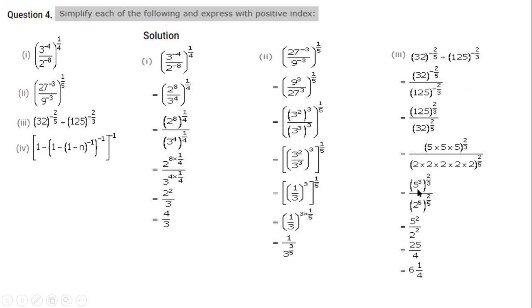Now rewrite this one as 5 cube into 2 by 3, 2 power 5 into 2 by 5. 3 cancels with 3, we are left only with 5 square. 5 cancels with 5, we are left only with 2 square. So our answer is 25 by 4. Try to solve the fourth part on your own.